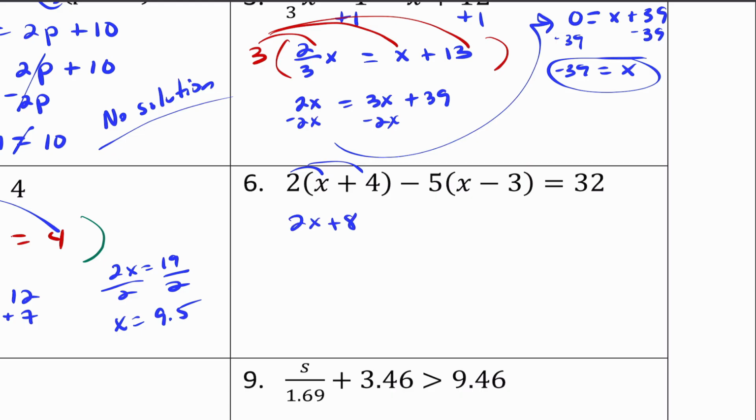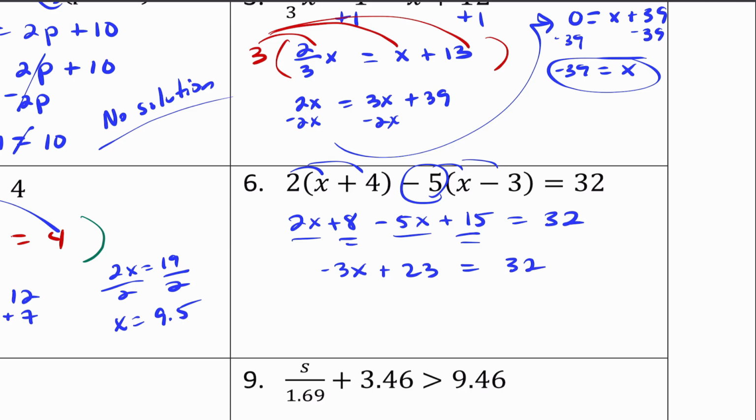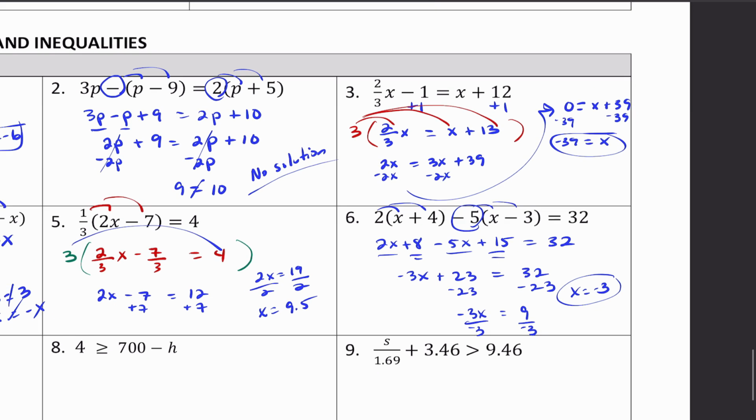2x plus 8. Negative 5x plus 15 equals 32. Combine. What is that? So it's 5. That's 23. Oops. 23 equals 32. Subtract. So negative 3x equals 9. So x equals negative 3.